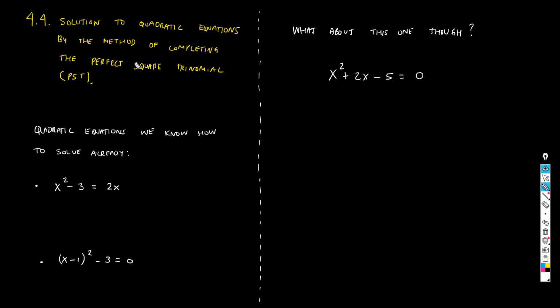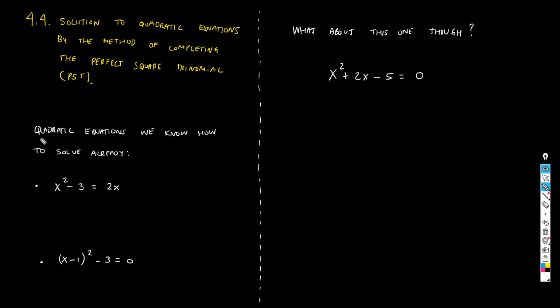Okay, this method is also sometimes called completing the square. So when you read completing the square instead of this whole phrase, completing the perfect square trinomial, it's exactly the same. Okay, so let's start. Let's pay attention to this part in here.